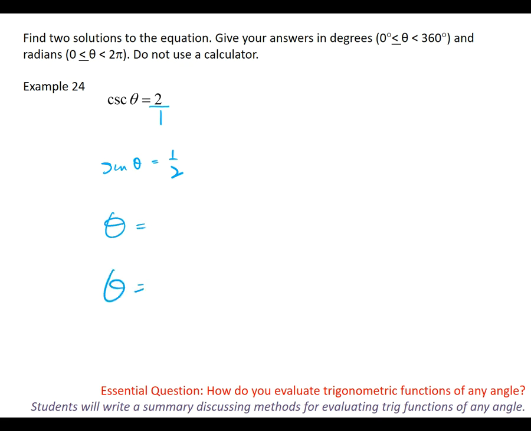What quadrants is sine positive? 1 and 2. So look in 1 and 2. Is sine the x value or the y value? So you need to find the y value. We look for the radians and the degrees of where the y value is equal to 1/2.